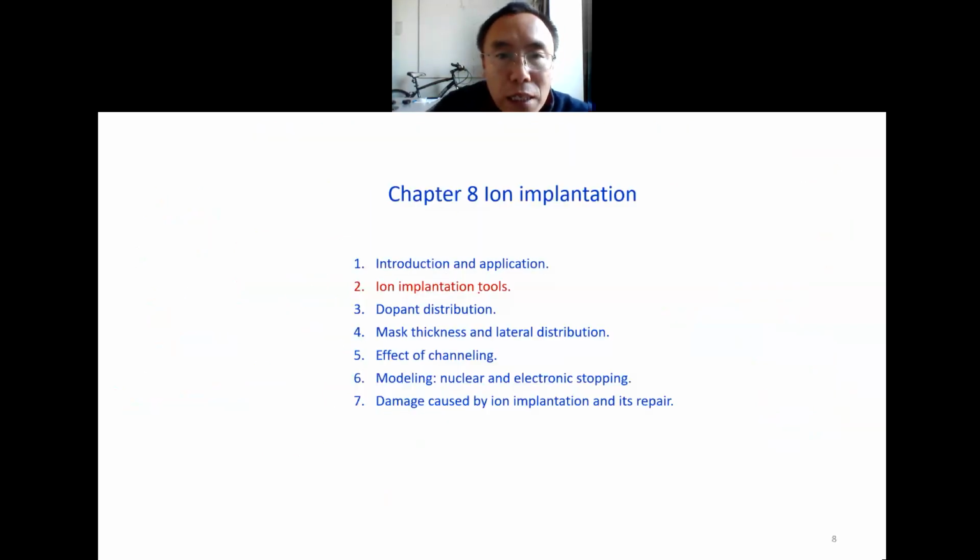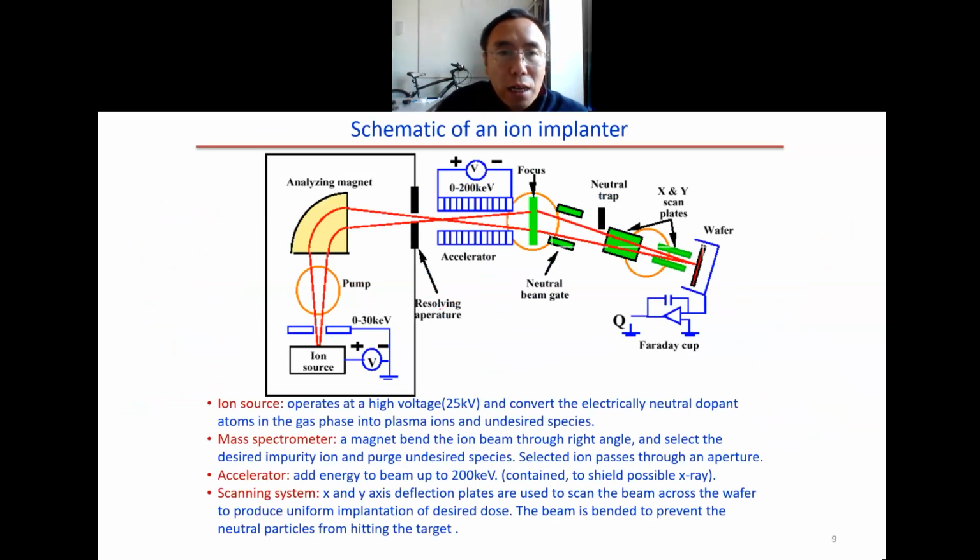Now we look at the tools. This is the overview of the ion implanter. First, we have the ion source. Then we have the mass spectrometer, also called the analyzing magnet. This one selects the desired impurity ions to go through the following process. Then we have the accelerator. This is a very high voltage that gives you the ion energy needed. Then we have the scanning system.